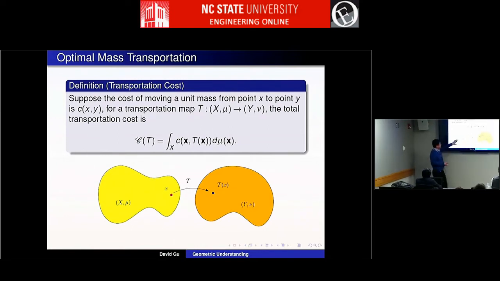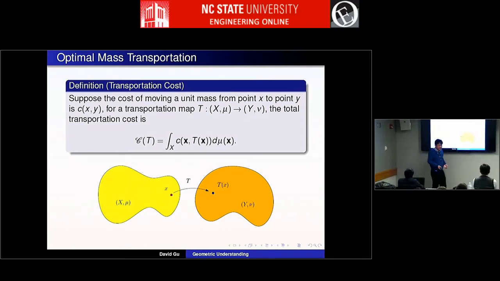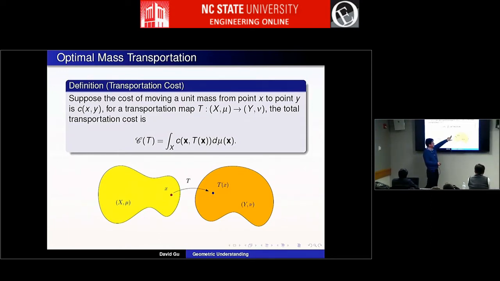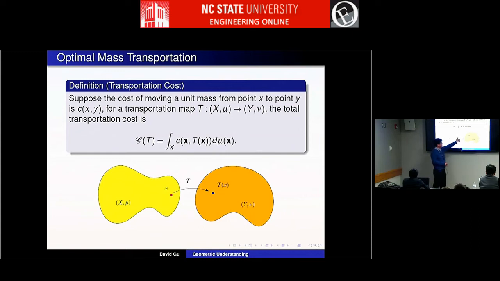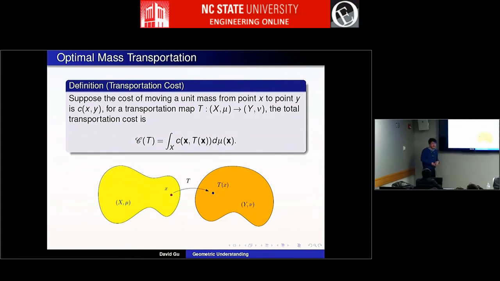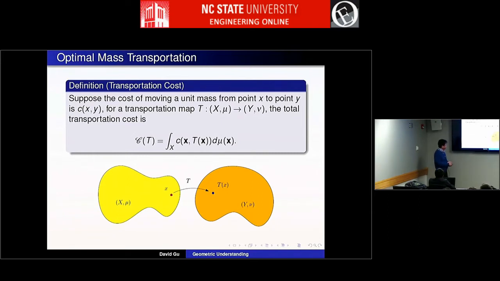Also, such a plan is not unique. There are infinitely many such plans. So we try to minimize the total gasoline. So how can you find a plan or mapping to minimize the total cost, while also satisfying the production and consumption rates? That's the problem of optimal transportation.